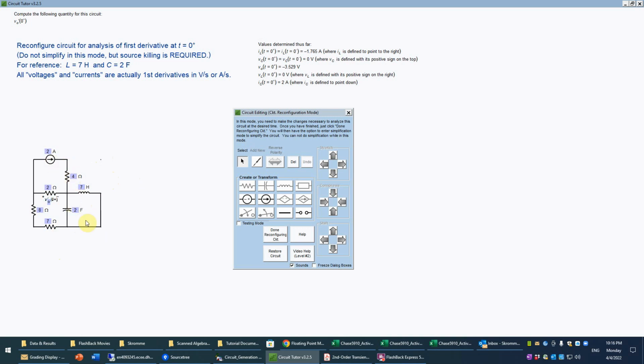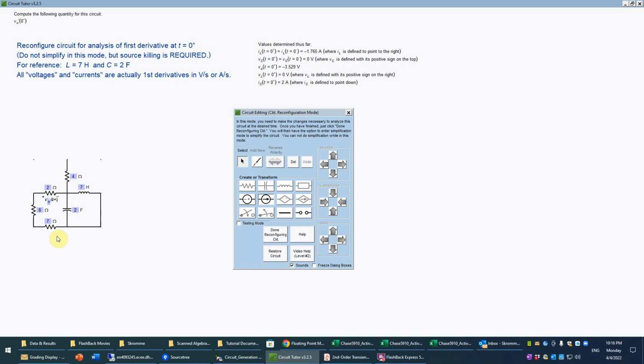So now, to form the first derivative here, we remember that the first derivative of a DC source, since it has a constant value, with respect to time is actually 0. And that means this can be replaced by a 0 value current source, or just an open circuit. So I'm going to delete the current source. That's what it's talking about, source killing being required. Now, if I had a voltage source here, the time derivative of that would again be 0, so that would become a short circuit rather than an open circuit. Okay, so we've taken care of that source.